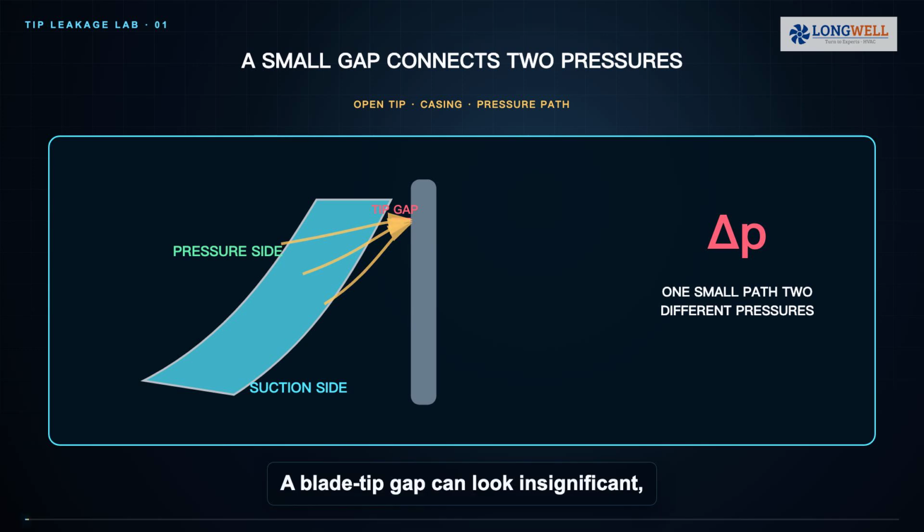A blade tip gap can look insignificant, yet it connects two regions the blade is trying to keep apart. On an open-tipped axial or mixed-flow rotor, that small path can reshape the outer part of the passage. The useful question is not simply, how small is the gap? It is, what aerodynamic leakage and mechanical risk does this exact gap create?